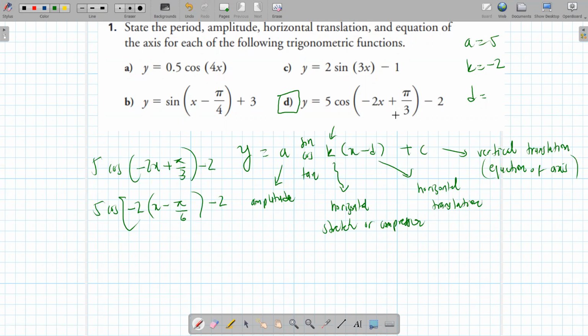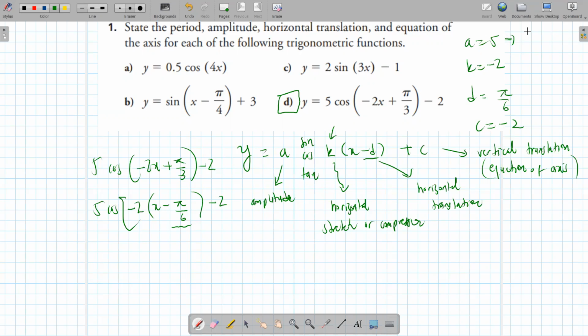Pi over 3 is not the d value, because you have to take the k out of it. The d value comes out negative here. The d value is pi over 6. Oh, you're dividing everything by -2. Yes, pi over 3 over -2 is minus pi over 6. And the c value is -2. All right, now let's see what all of these do.